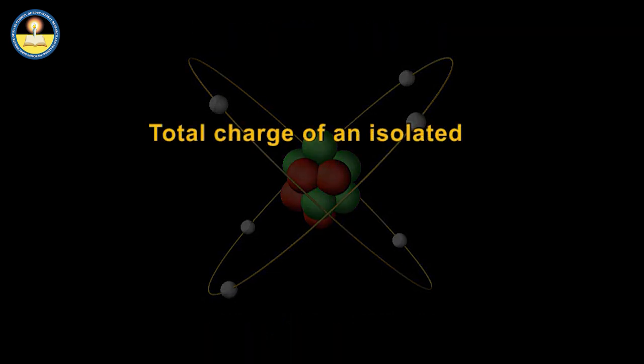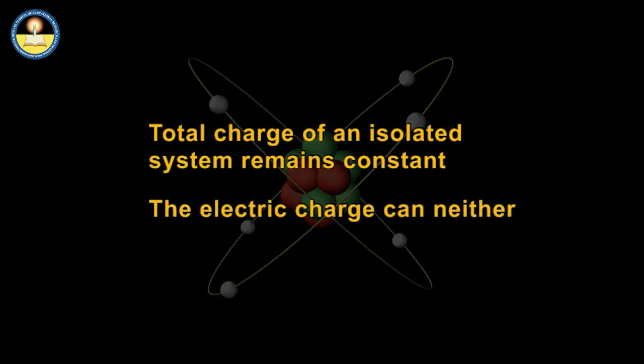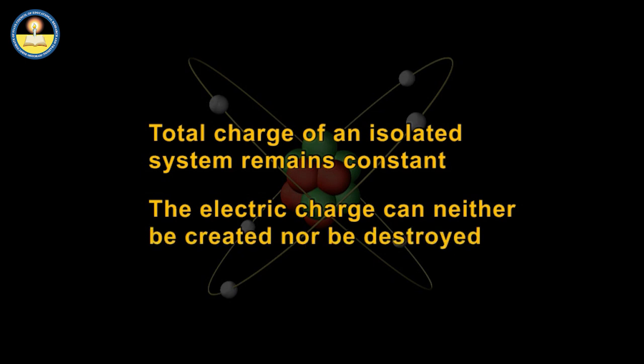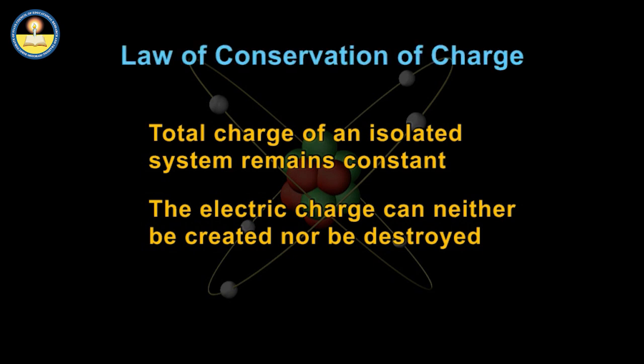Total charge of an isolated system remains constant. The electric charge can neither be created nor be destroyed. This property of charges is called law of conservation of charge.